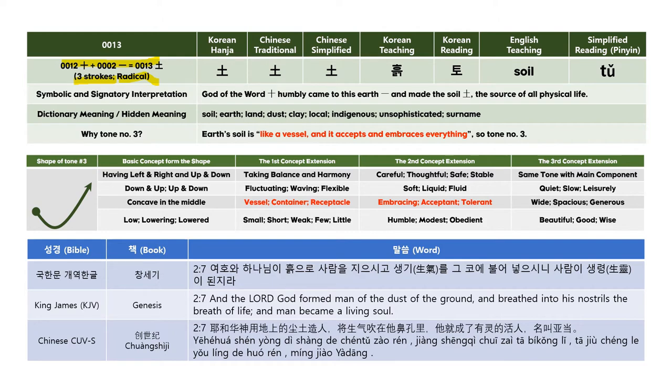In Korean, we pronounce it hukto. Huk means soil. To is the pronunciation in Korean. Okay, symbolic analysis of this character: God of the world humbly came down to the earth. This character means God, Jesus Christ, the hidden meaning. And this character, Chanjin, the second character meaning earth, made the soil, which is the source of all physical life.